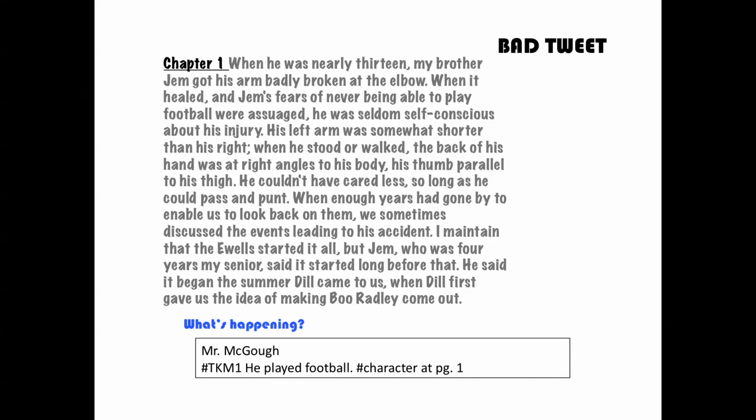Welcome back. You can see that what's happening, the tweet that we have down below, this is a bad tweet. We have the hashtag TKM1, which means that we're in the first chapter of To Kill a Mockingbird. And we have the very simple tweet, he played football. Definitely makes the 140 character mark, but it's almost too short to even capture any of the essence of what's going on in this particular passage.